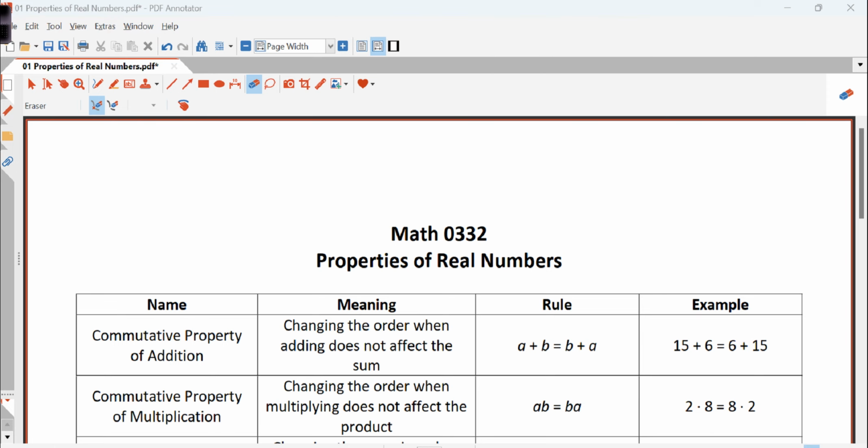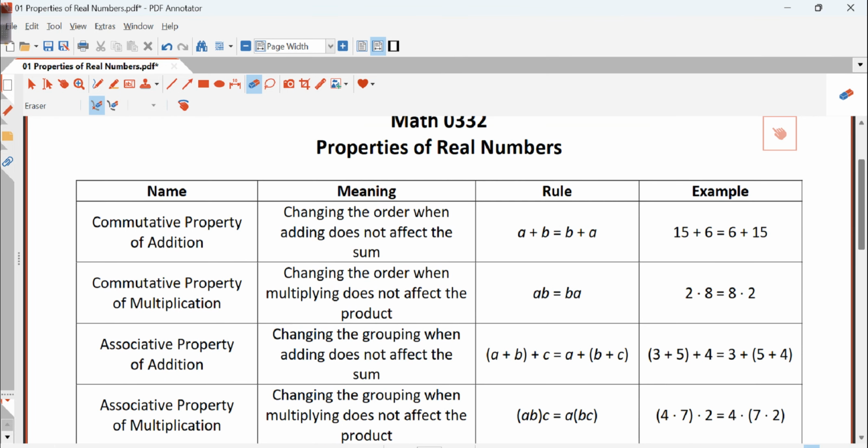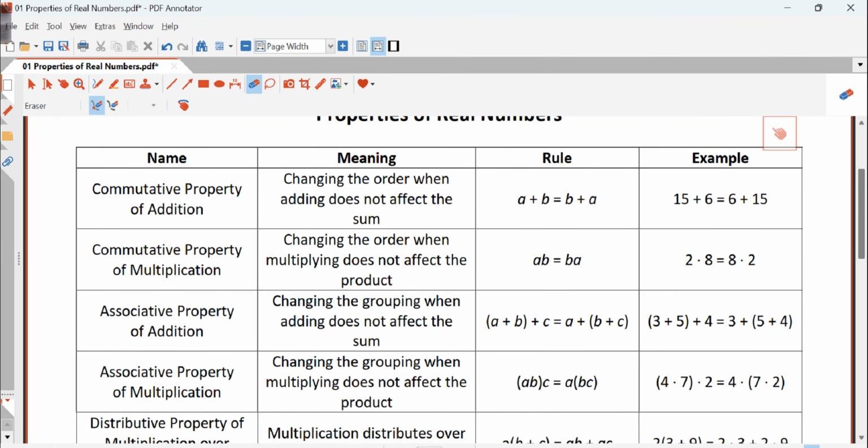Properties of real numbers. This chart shows the different properties of real numbers. The first one is the commutative property of addition. This property says that if you change the order when you are adding, it does not affect the sum. So the rule is a plus b equals b plus a. So for an example, if I do 15 plus 6, it should equal the same as 6 plus 15. So 15 plus 6 is 21, and 6 plus 15 is also 21.